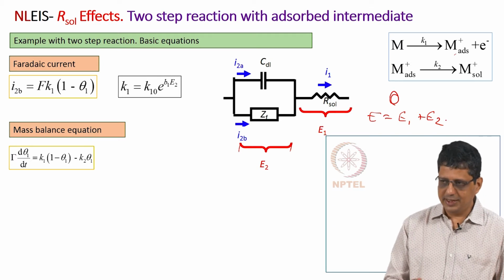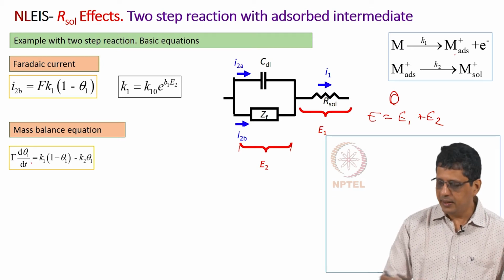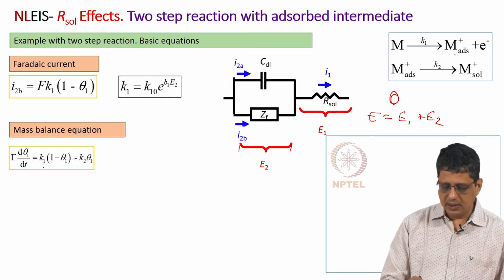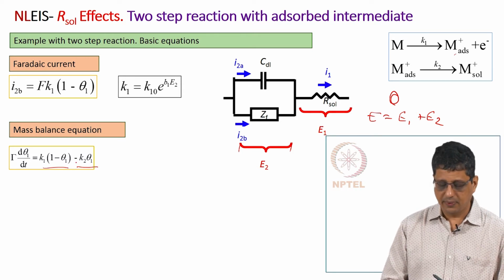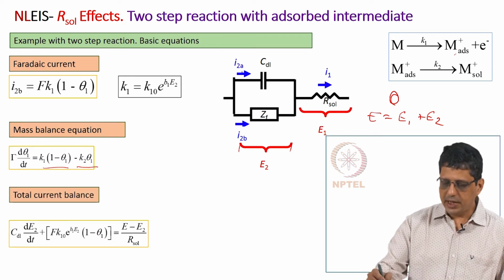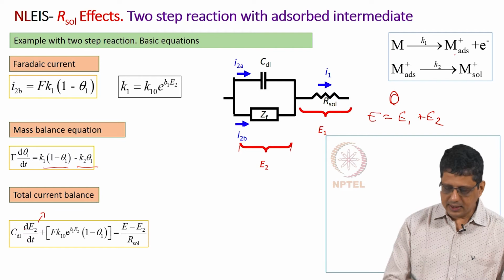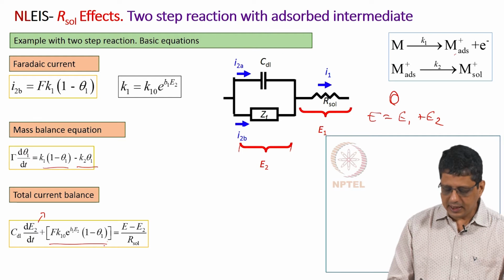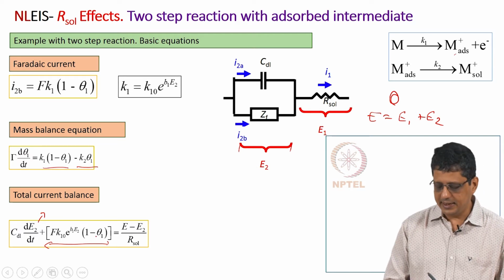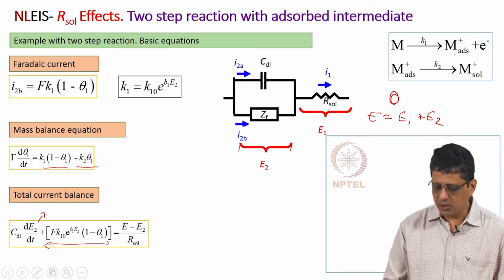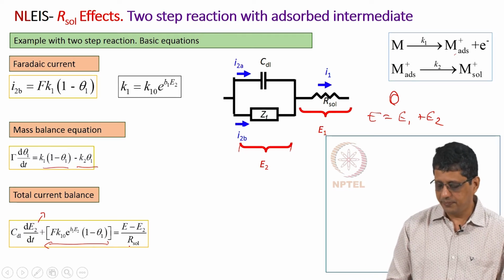Mass balance equation, of course, we have seen this before, it is gamma d theta 1 by dt. The first step forms theta, second step removes theta. So, you have k 1 and minus k 2, and the total current I 2 A plus I 2 B is I 1. Earlier we have written this I 2 A as CDL d E 2 by dt, we retain that. The second expression, because the reaction is different here, it is going to be F k 1 (1 minus theta), and on the right hand side, of course, I 1 is related to E 1 as (E minus E 2) by R solution.